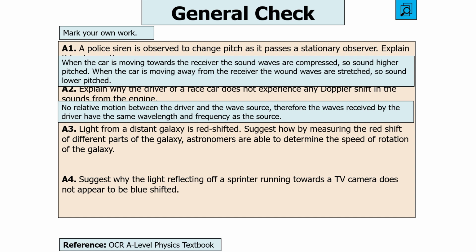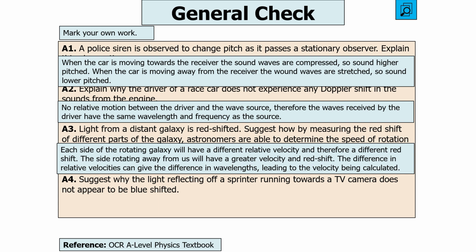Now, in the third question, as a galaxy is redshifted and it's rotating around, each side of the rotating galaxy will have a different velocity and therefore a different redshift. The side rotating away from us will have a greater velocity and a greater redshift. The side rotating towards us will have a lower velocity and a lower redshift. The difference in the two relative velocities can then give the difference in the wavelengths, which can therefore lead to the velocity of the rotation being calculated.